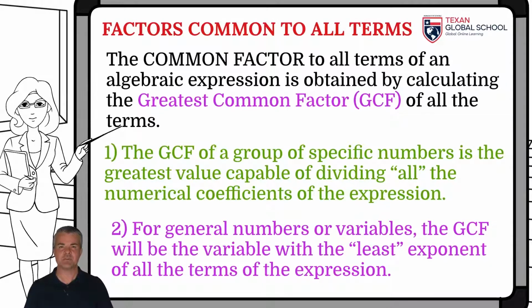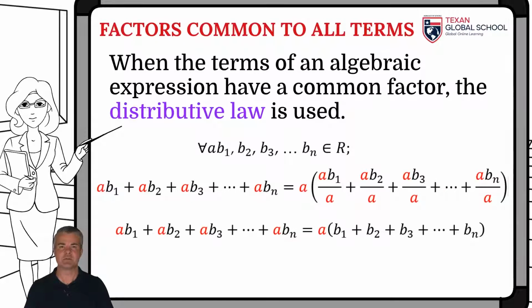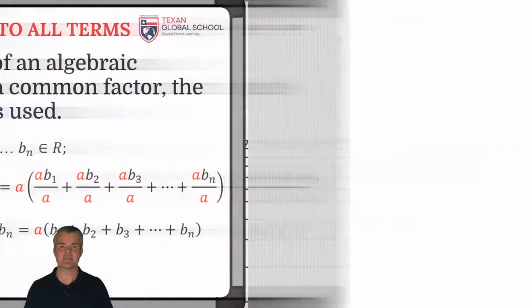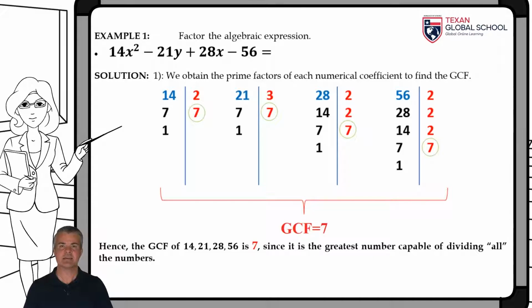Thus, for general numbers or variables, the greatest common factor will be the variable with the least exponent of all the terms of the expression. Once the common factor is obtained, we will use the distributive law, seen in previous classes, to complete the factoring. Let's look at the first example. We will obtain the common factor of the following expression.